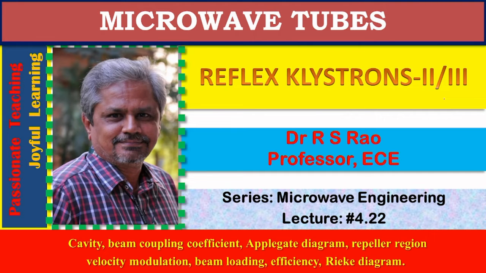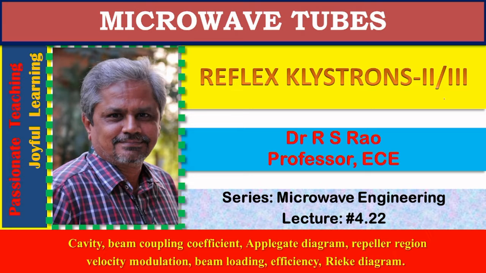Microwave tubes, reflex klystrons, second part, series on microwave engineering, lecture number 4.22. Reflex klystrons are microwave oscillators. They have a good number of applications in the design of microwave communication systems. They employ an electron gun, a cavity, and a repeller plate in their construction. They are low power, low efficiency devices.